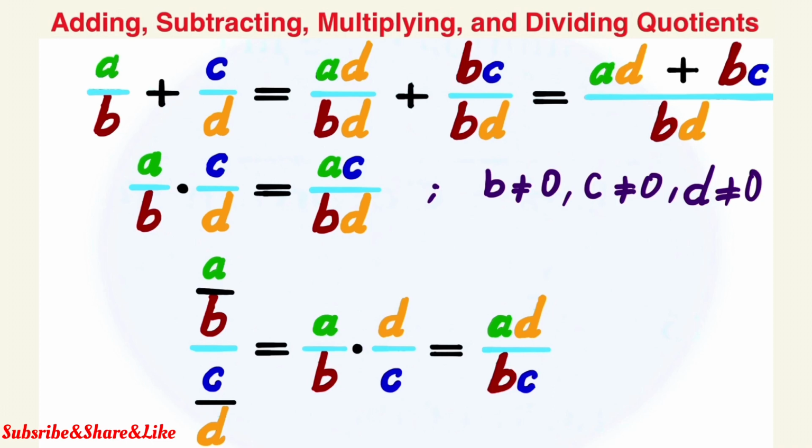Multiplying is the easy part with quotients. We just multiply this and this, and we multiply this and this. What we have here is AC over BD.